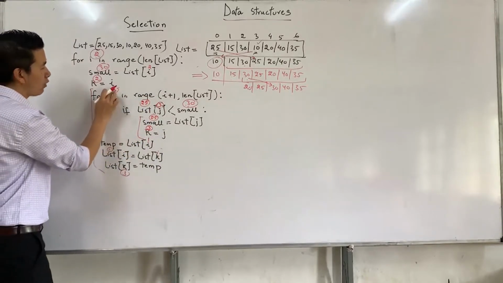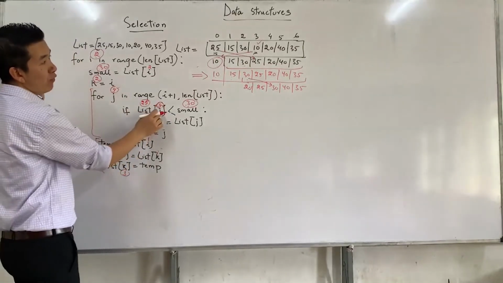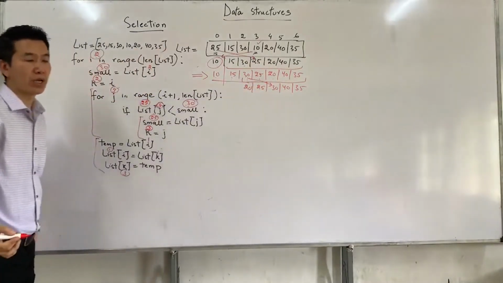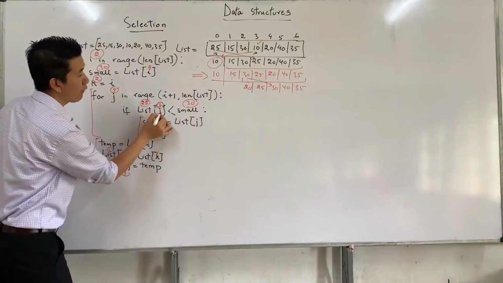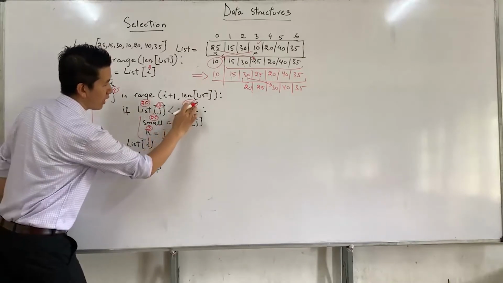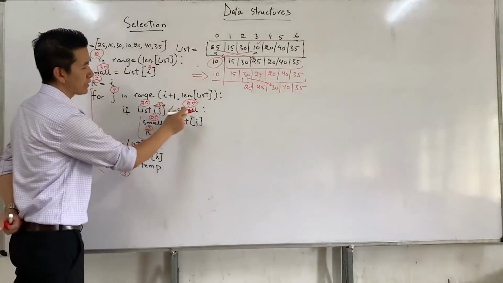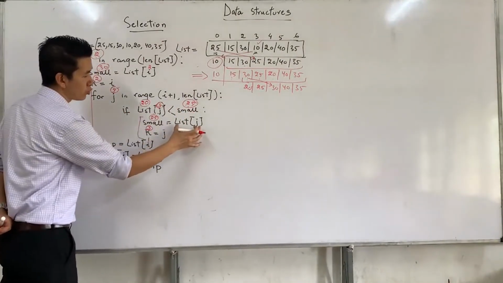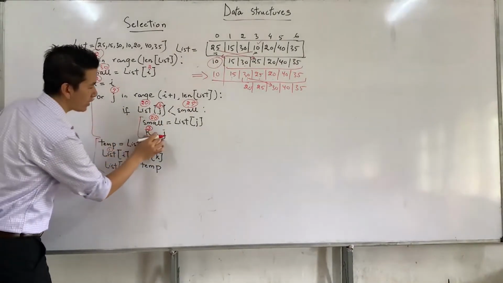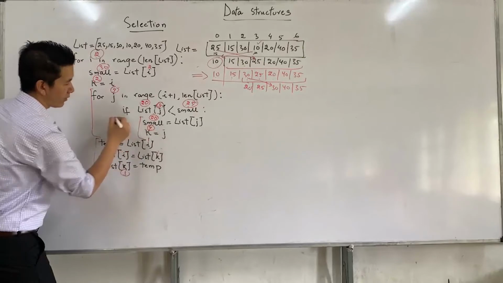Now let's go for the next value of J, which is 4. List of 4 is 20. 0, 1, 2, 3, 4. So list of 4 means you are pointing to a value of 20, and in small I have 25. 20 is less than 25, so the condition is true. Hence 20 will now become the new value of small. And since the value of J is 4, 4 will be assigned to K.